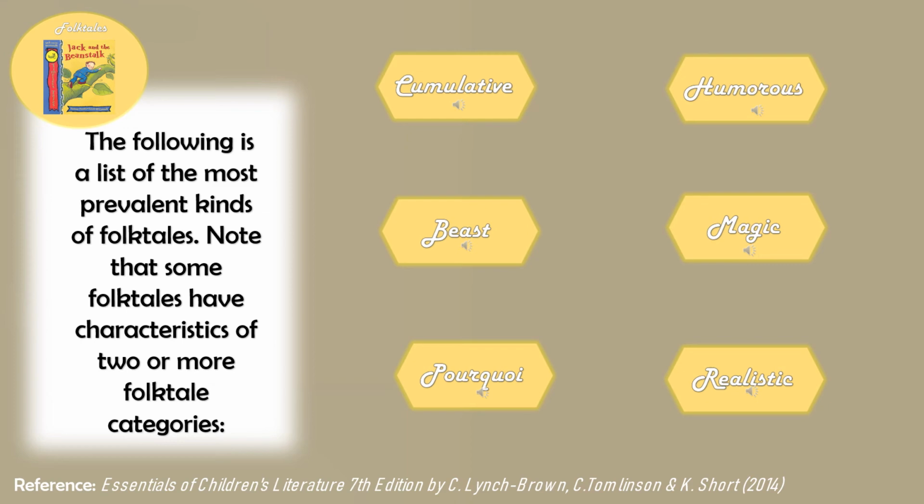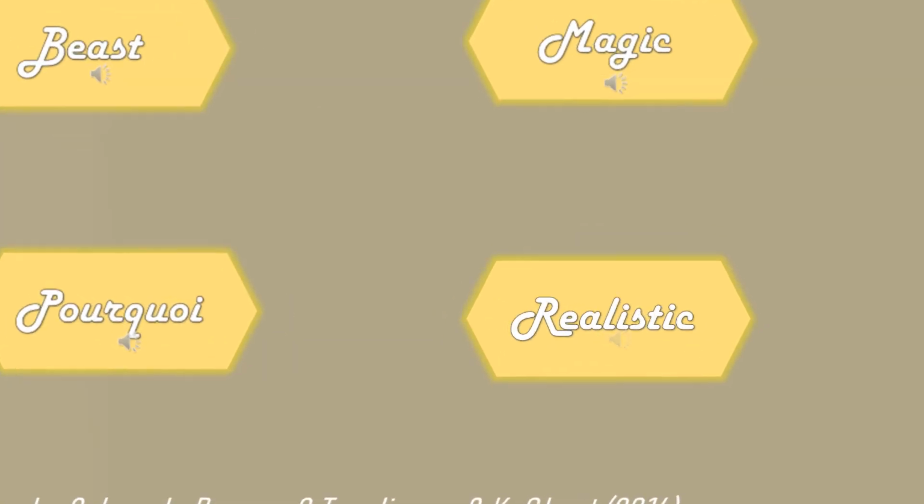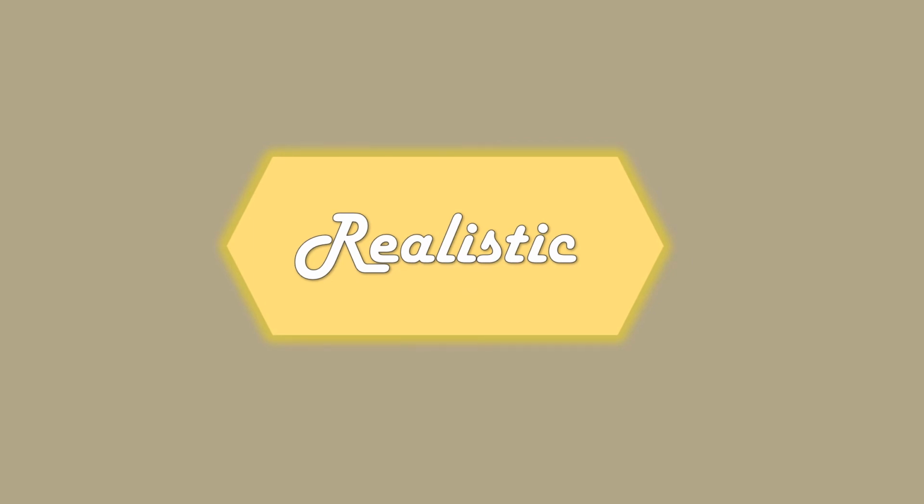Realistic. Realistic tales are those whose characters, plot, and setting could conceivably have occurred. There is no magic in these tales, and any exaggeration is limited to the possible. Only a few realistic tales exist. Dick Whittington and his Cat is a good example.